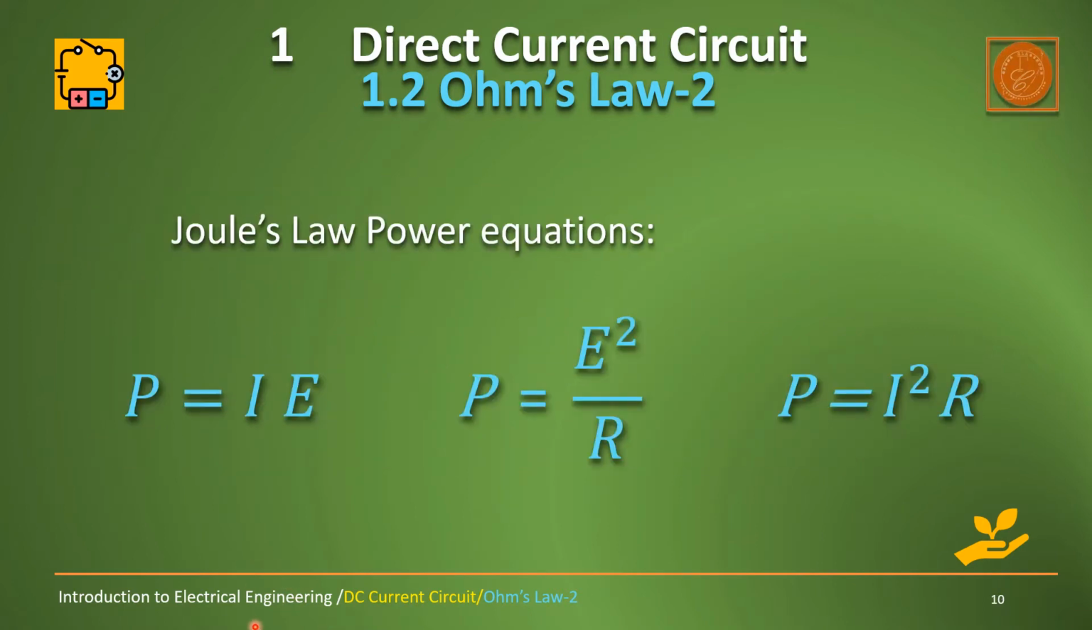Joule's law power equations: we know P equals I times E. Also, P equals E squared divided by R, or P equals I squared times R. All three are Joule's law. We should remember those formulas as electrical engineers.